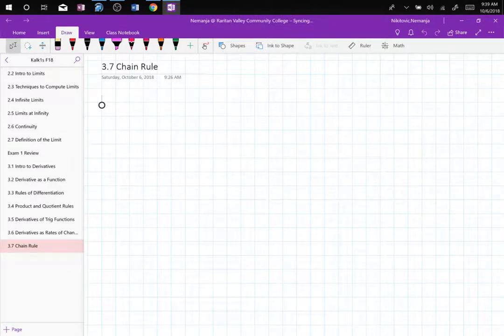Hello and welcome back to Calculus 1, section 3.7 on chain rule. So this is the most used derivative technique. About 90-95% of derivatives you take from this point on will be chain rule. So let's learn all of this. We start with function composition.